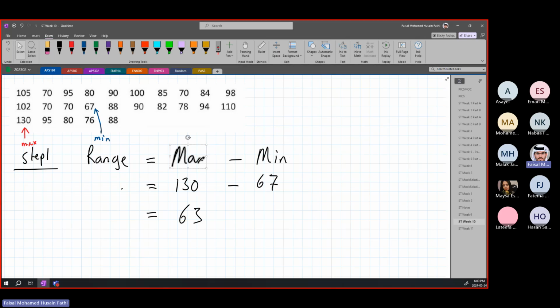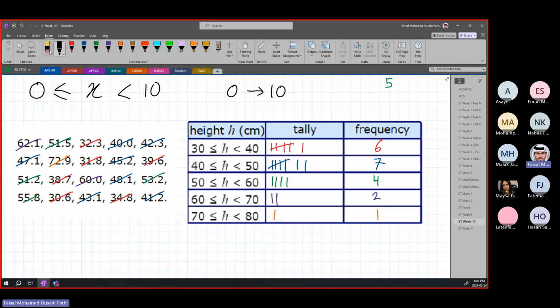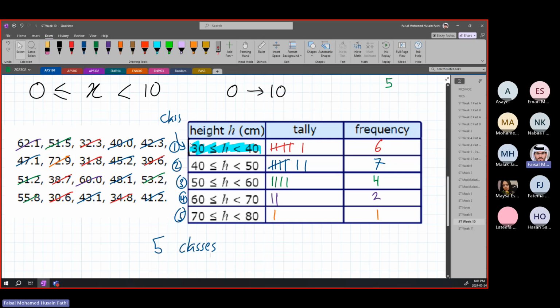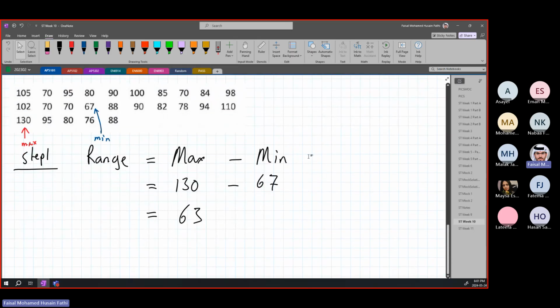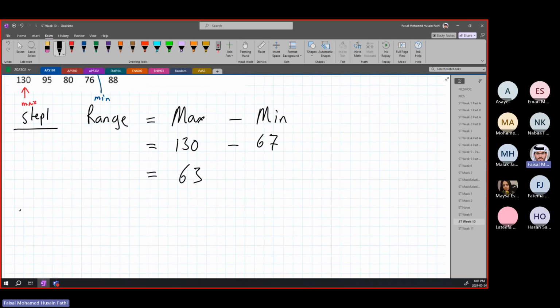All right. The second step is we need to identify how many classes we want. What does that mean? You notice here, this part over here, let me actually highlight it, this is known as a class. So here we have 1, 2, 3, 4, 5. We have 5 classes. The first column, they call them classes. So we need to identify now how many classes we want. This usually, the standard is step 2.